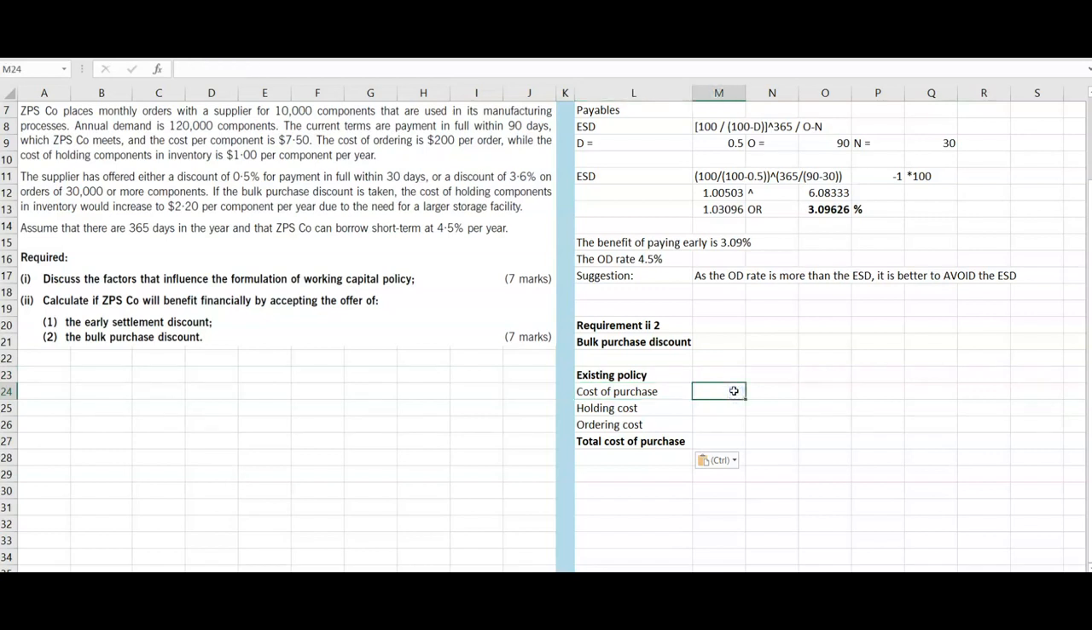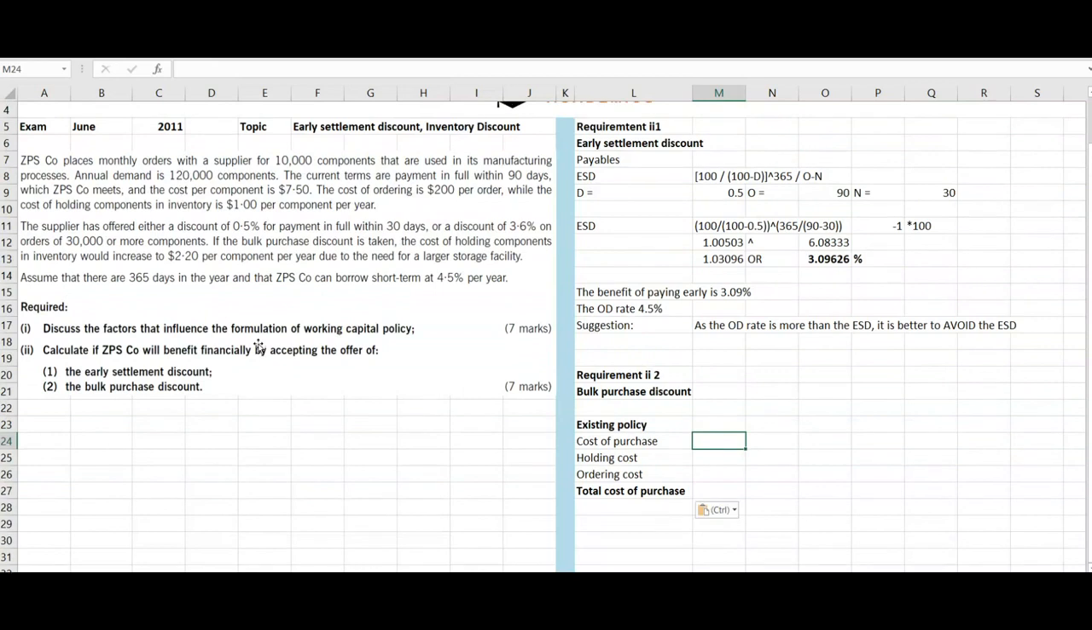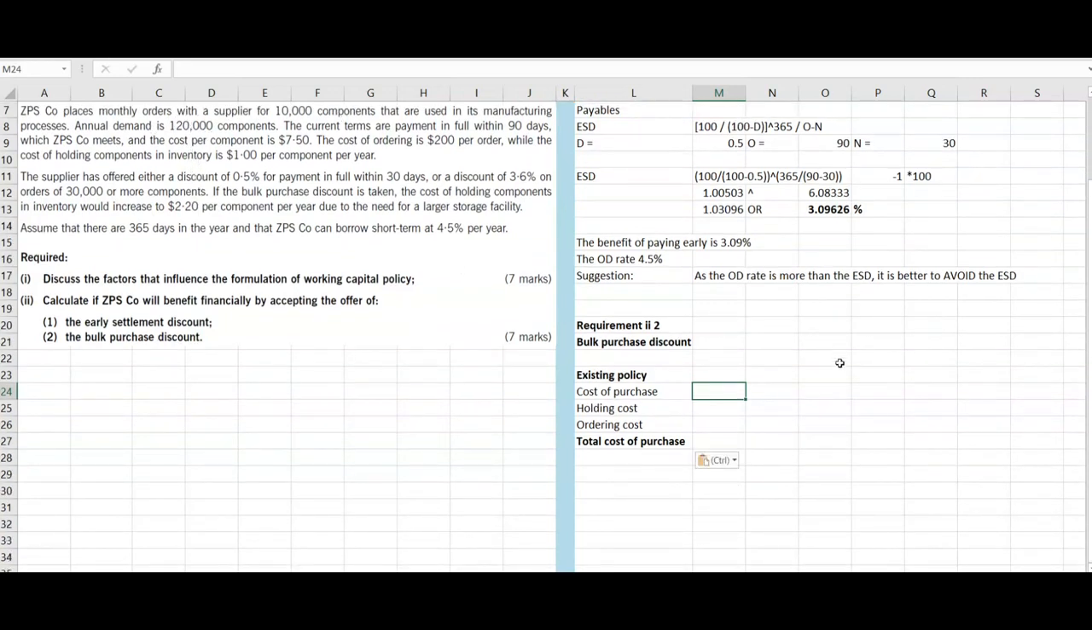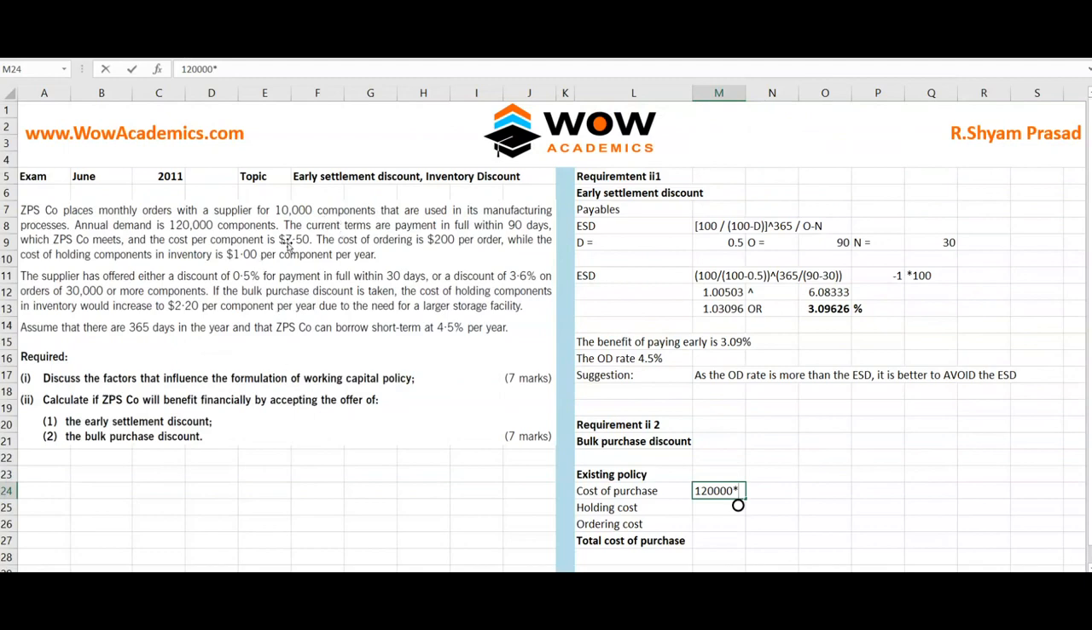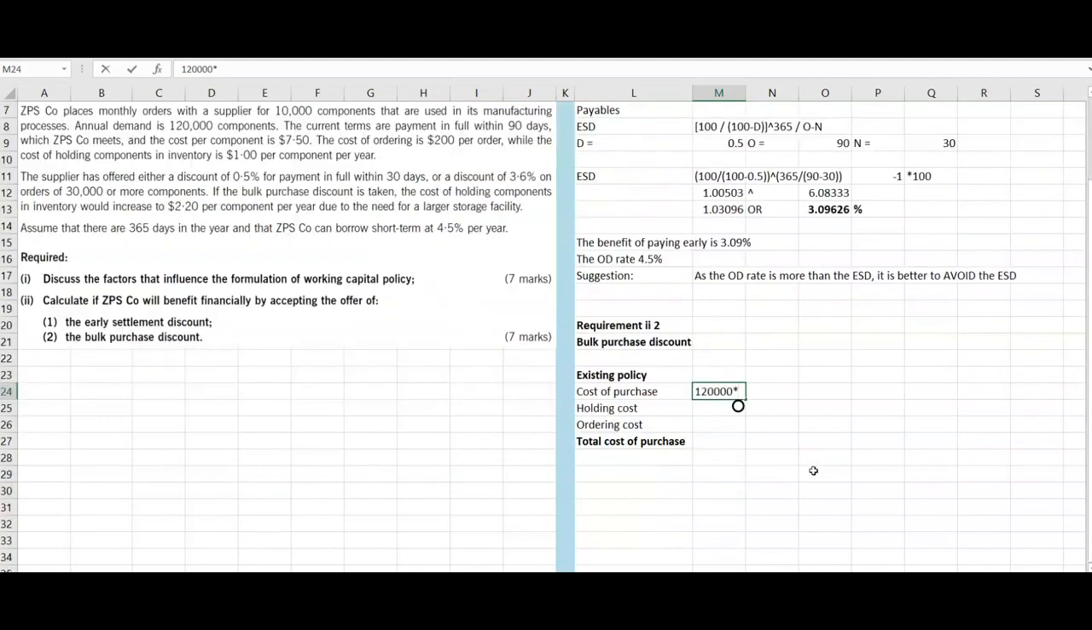So what is the cost of purchase? If you look at this question here, it says the company is going to make a monthly order of 10,000 units, that is an annual demand of 1,20,000 components. So the company is going to buy 1,20,000 worth of goods every year, and they pay 7.5 per component. So that's about the first number.